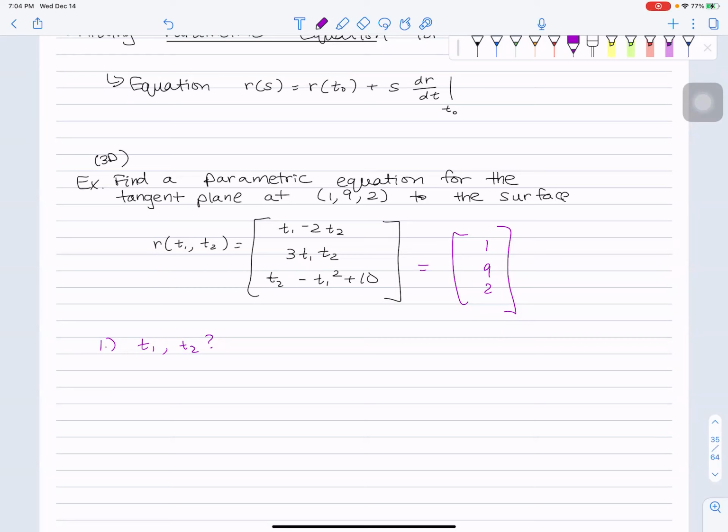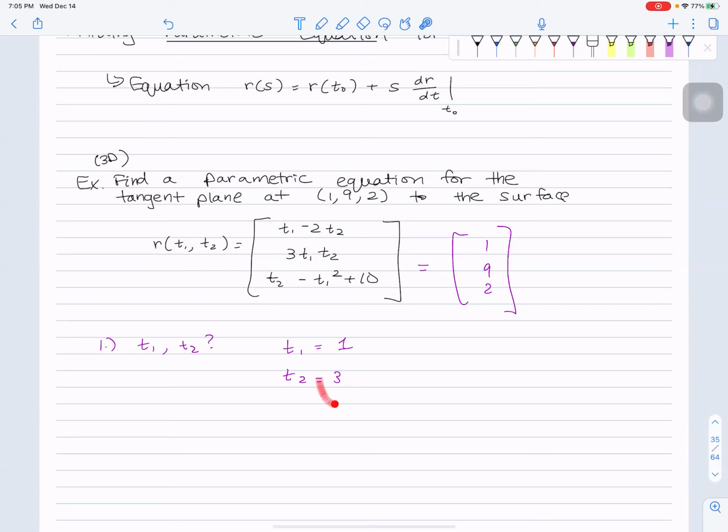For this example, it's a nicer example, so you can kind of guess what T1 and T2 might be. I see I need the first row to be a 1. My first guess is, what if T1 is 1? Let's see if it works out. If T1 is 1, then according to the second row, I get 3 times T2 is 9, which means T2 is 3.